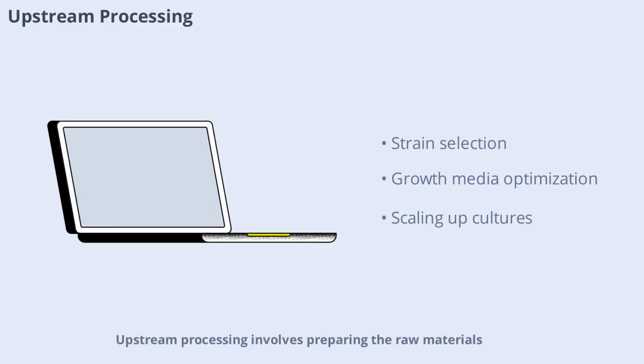Upstream processing involves preparing the raw materials and growing the microorganisms needed for fermentation. This includes selecting the right strains, optimizing growth media, and scaling up cultures from laboratory to industrial scale. Proper upstream processing is essential for successful fermentation and high product yields.